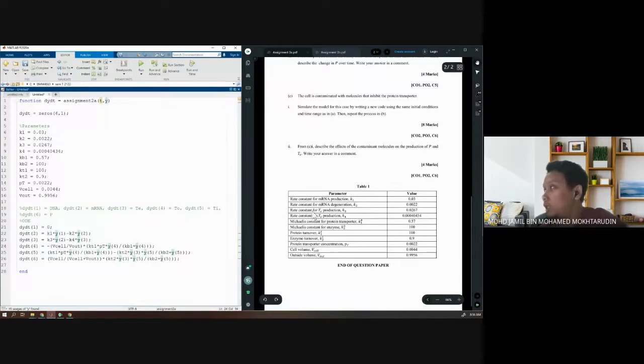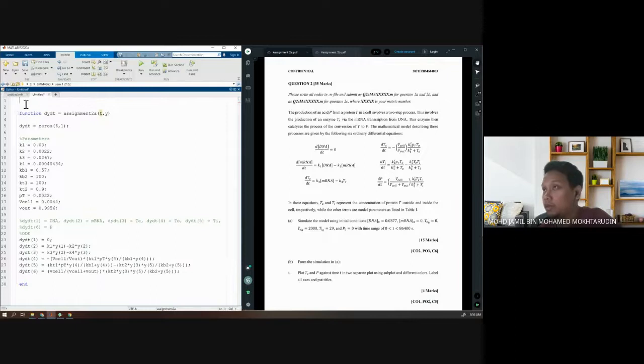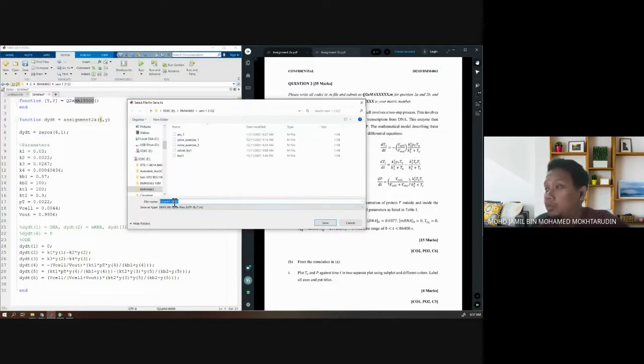Okay, so after you write this, then you can write the solver function. So the question says to submit using your matrix number. Okay, so you can write the name here. Let's say Q2A and your matrix number. Okay, so just name your function with your question number and matrix number. And when you save, it will automatically save as your matrix number. Okay.